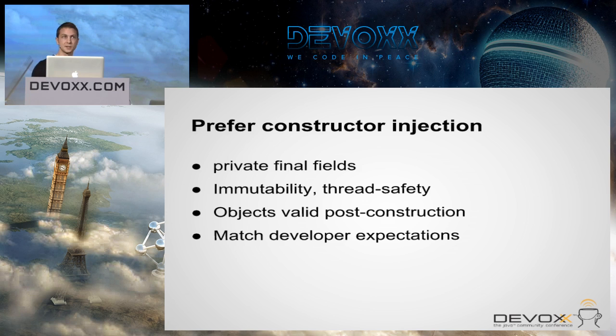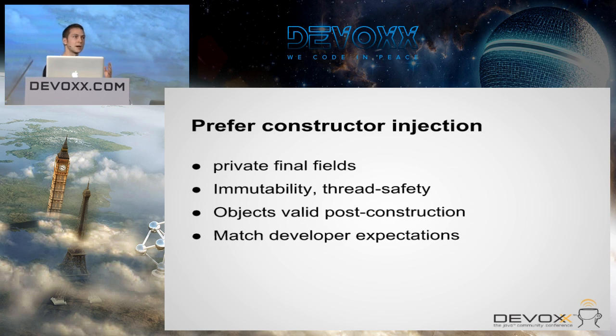One of the great benefits of this is it allows you to have all your fields that are storing the injected services to be private and final. So with setter injection, like setters on your fields, or field injection, you often need to make them non-final. This has nice side benefits for things like immutability and thread safety. It's often a lot easier to make your class thread safe when the majority or all of its fields are private and final. The constructor injection also has this nice property that your objects are valid post-construction.